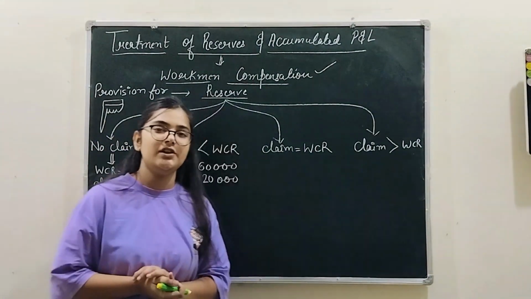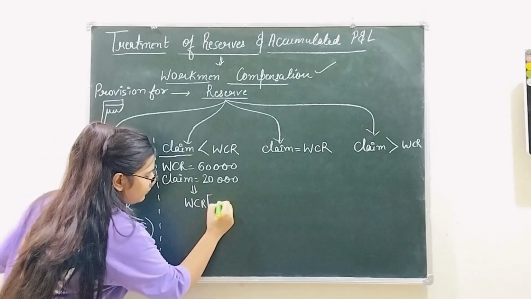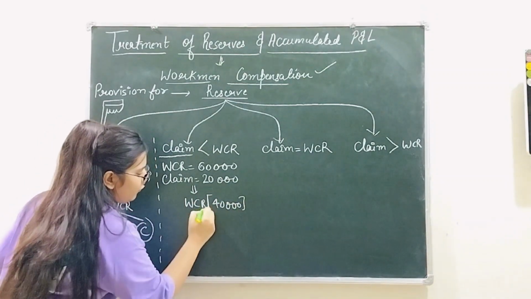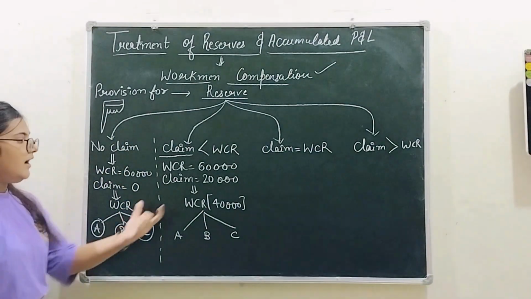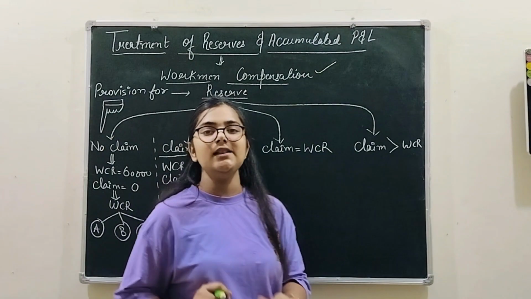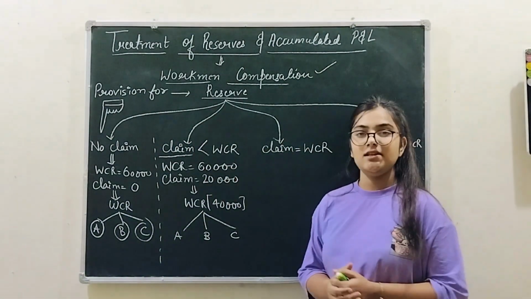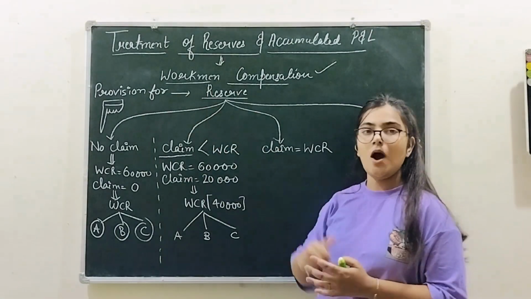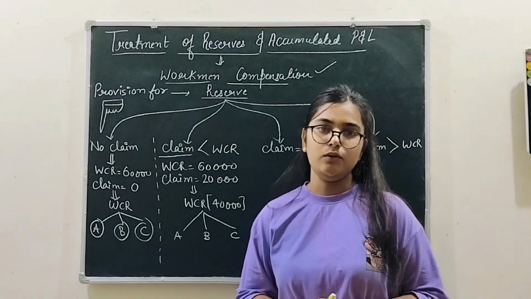Don't worry, I'll explain the journal entry. And the remaining 40,000 you will distribute among the partners. I repeat, there is a claim of 20,000. Now in this case, what are you going to do? You are going to put 20,000 out of your 60,000 in your claim, which is your provision for workmen compensation reserve. और जो बचा हुआ 40,000 है उसको पार्टनर्स में बांट दोगे, ठीक है.